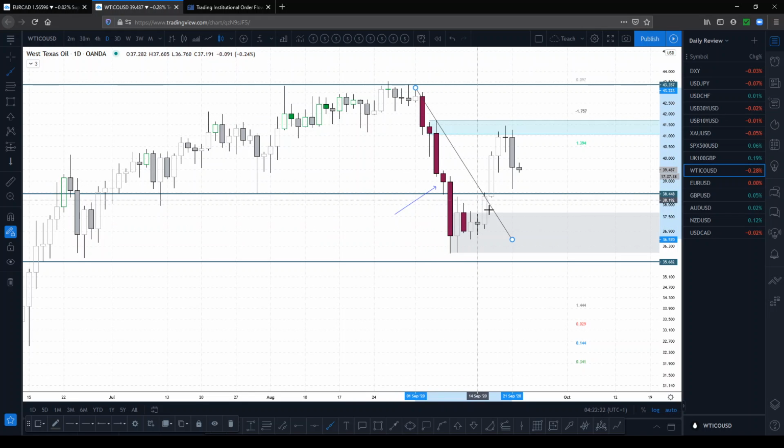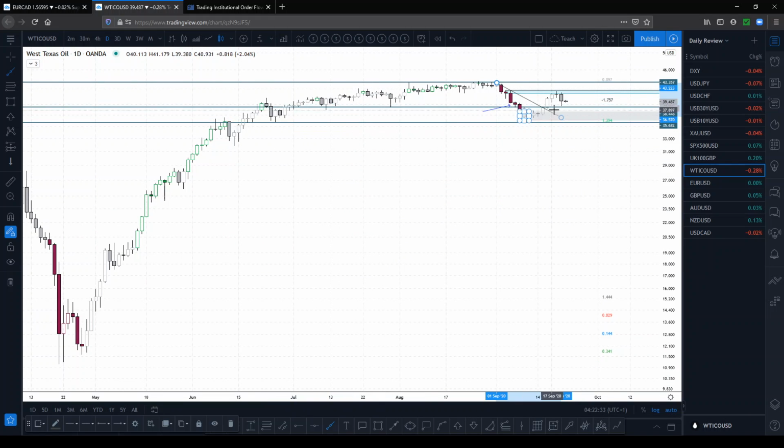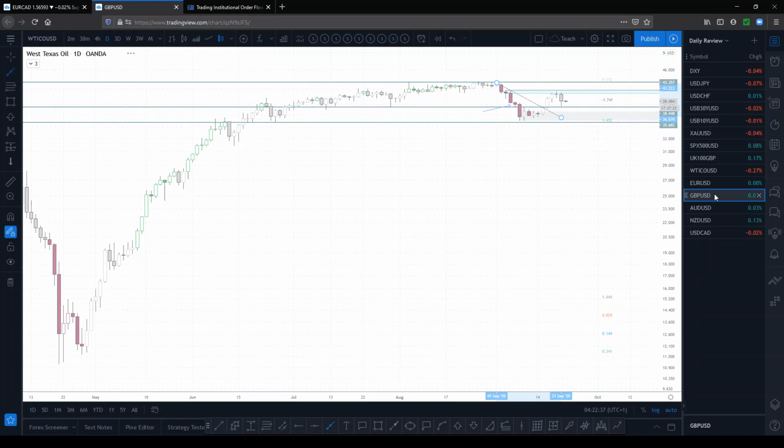So again, the early sign has happened. We removed one supply zone. What hasn't happened is this market turning into an uptrend. So it's still fair. It's still stuck in a sideways range. Okay. All right, going to the pound.